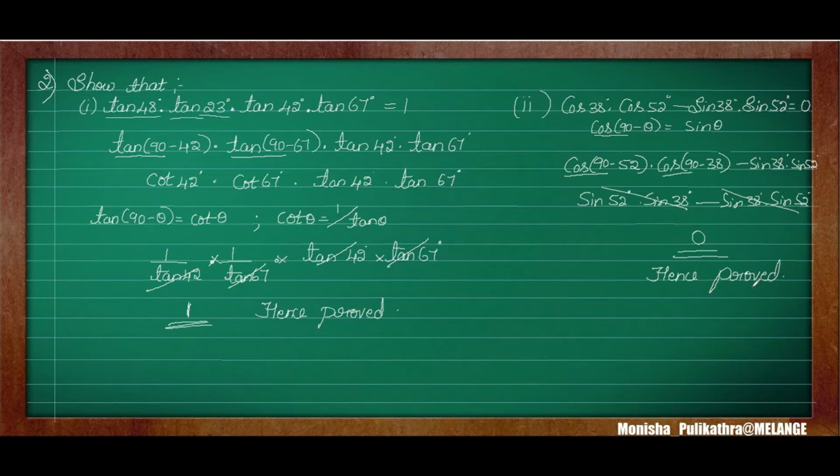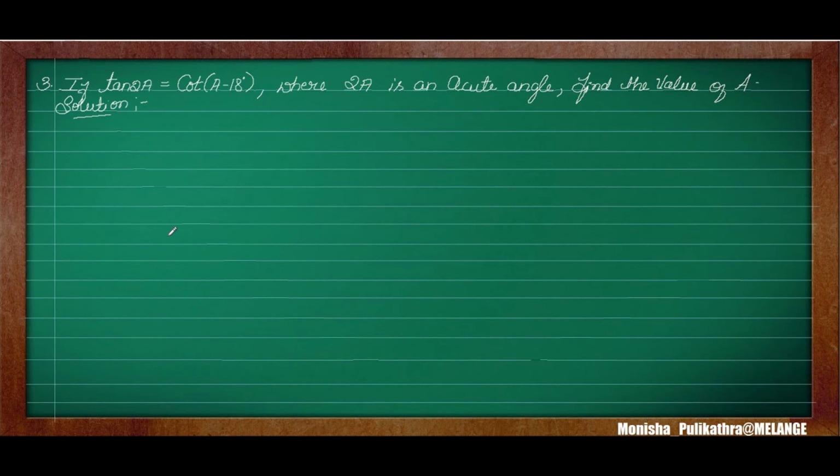So I hope you understood this. Moving on to the third problem. Here tan 2a is equal to cot a minus 18, already given in the statement. We need to find the value of a. So the given statement is tan 2a is equal to cot a minus 18. So we know the complementary angle: tan 90 minus theta is equal to cot theta, and also cot 90 minus theta is equal to tan theta.